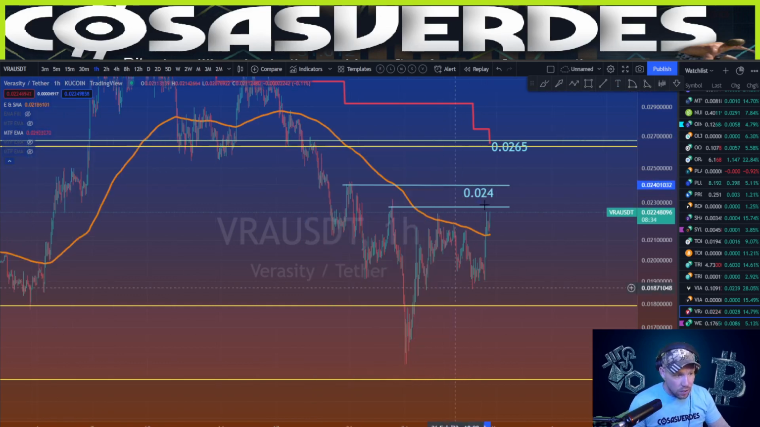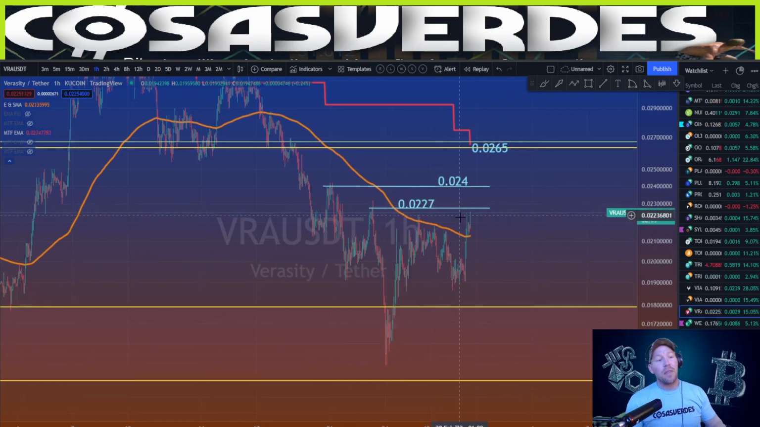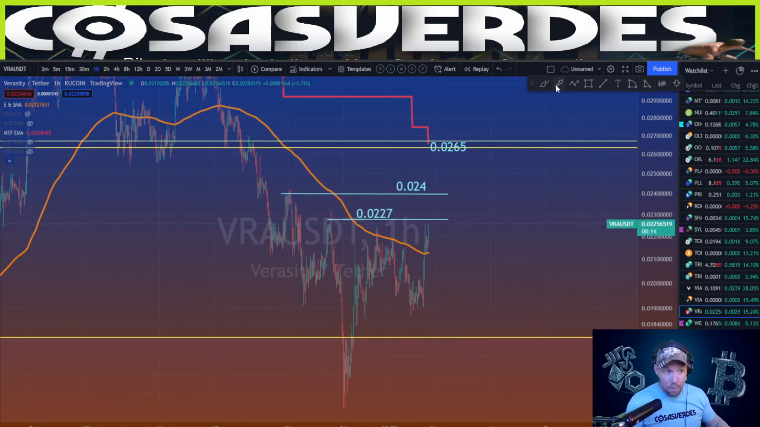0.024 is this. Let me actually get these labeled before I go much further here. And 0.00227, or 0.0227, sorry. All right, these are your three horizontals. If I had to make one, like the best guess that I could give, if I could only choose one guess, I would choose that it's going to come straight up to here.